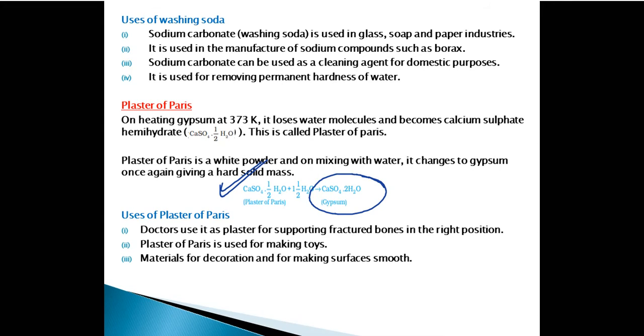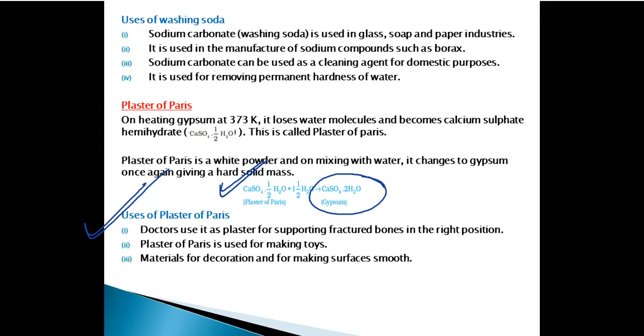Now let us read about the uses of plaster of Paris. Nowadays you can see that there are so many uses of plaster of Paris. People are making different types of decorative items from plaster of Paris. The first and the most important use of plaster of Paris is that it is used by the doctor for supporting the fractured bones in the right position.